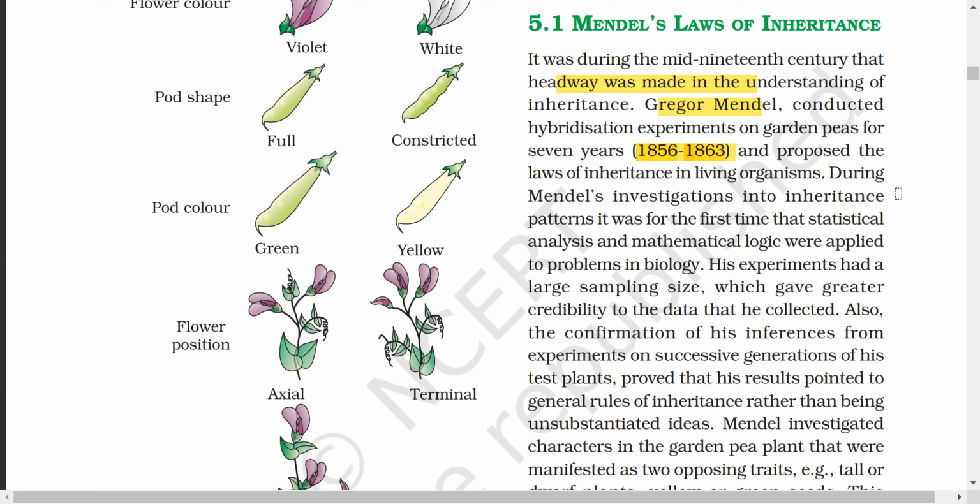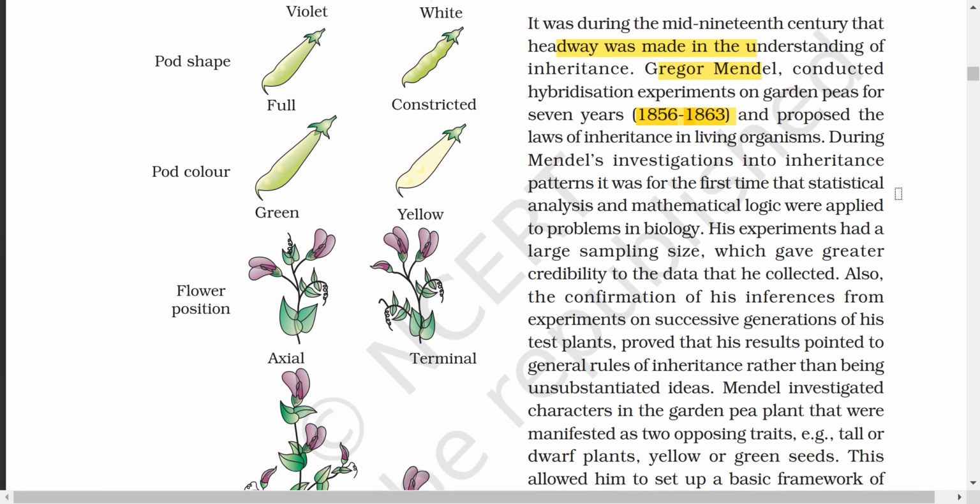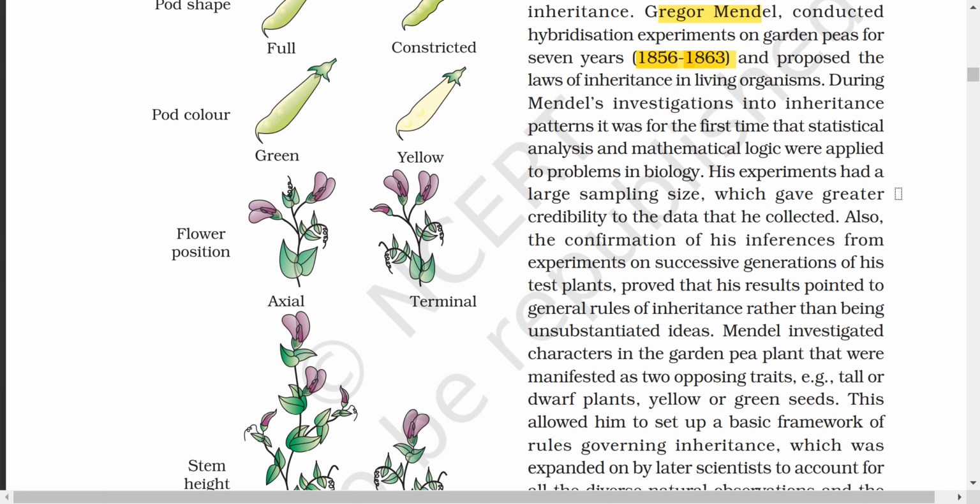During Mendel's investigations into inheritance patterns, it was for the first time that statistical analysis and mathematical logic were applied to problems in biology. And this was actually also a reason as to why Mendel's laws were not widely accepted, because they thought that mathematics into biology was not a good match. His experiments had a large sampling size, which gave greater credibility to the data that he collected. Also, the confirmation of his inferences from experiments on successive generations of his test plants proved that his results pointed to general rules of inheritance rather than being unsubstantiated ideas.